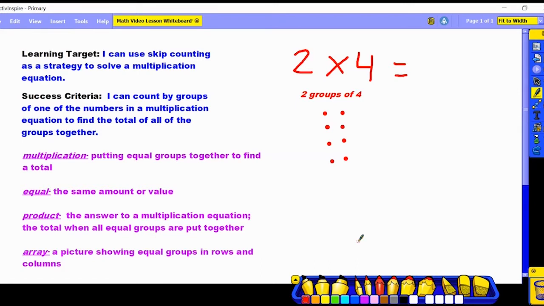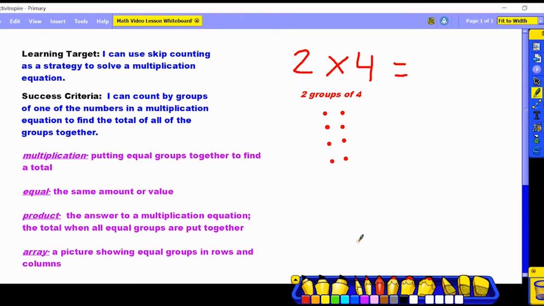I also today want to remind you of some of the important vocabulary words that we've been using and that we need to know and understand when we're exploring multiplication. So of course, multiplication, remembering what that means, that it's putting equal groups together to find a total. Equal just means that we have the same amount or value or number in each of the groups. Last time, I taught you the word product, and that's just what we call the answer to a multiplication equation. When we find the total, that's the product.